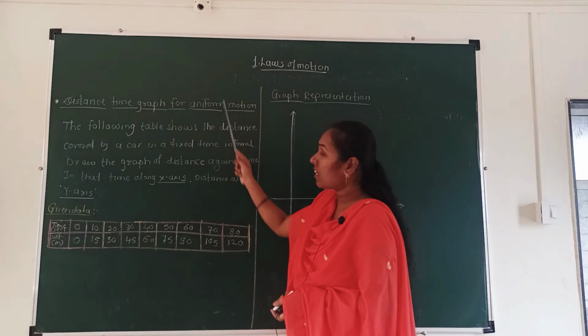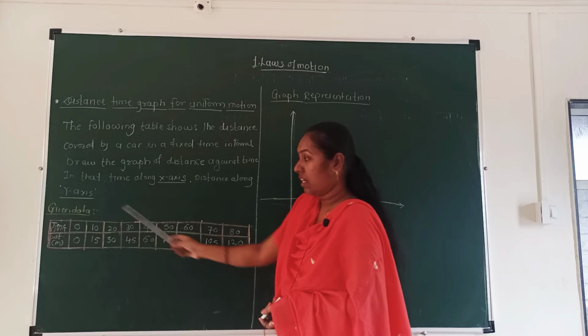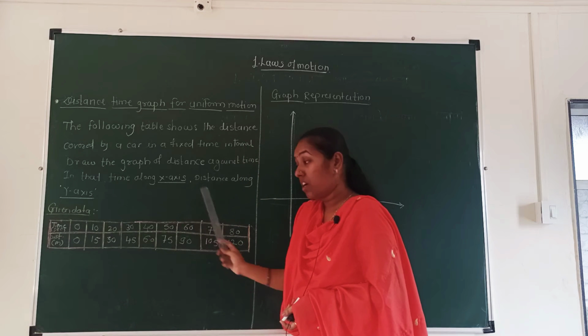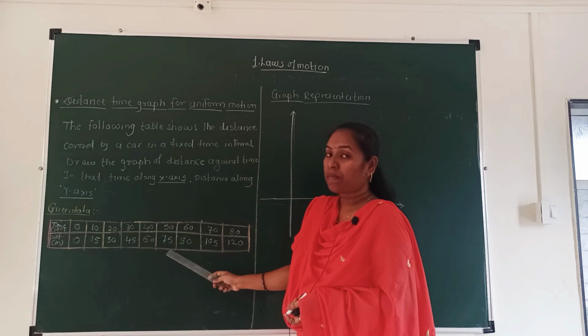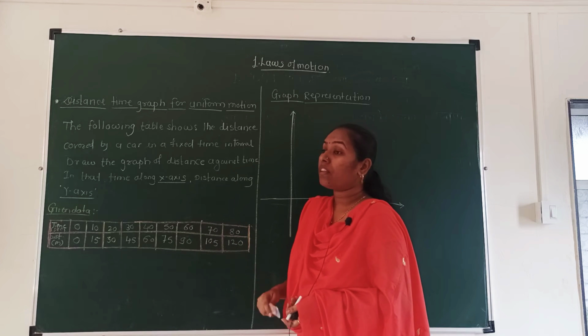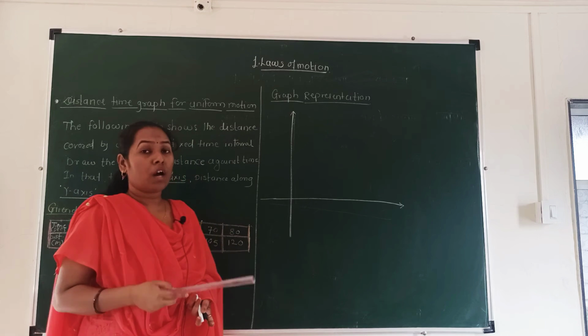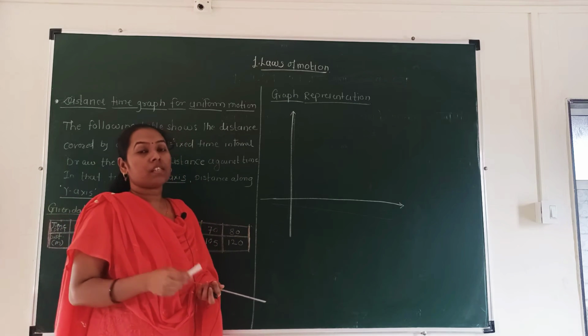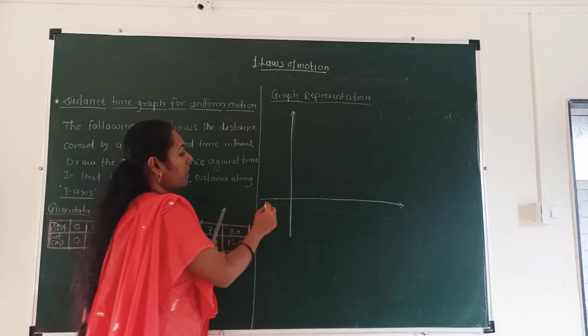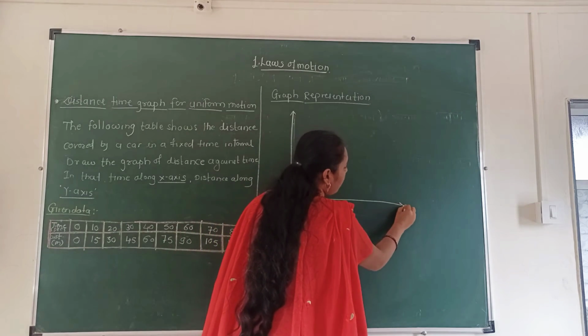Like this, here is a graph for uniform motion. In equal time intervals, the distance covered by the car is equal. See, then how do we draw the graph? How to draw the graph? The first essential thing is that you must write the name of the axis here.